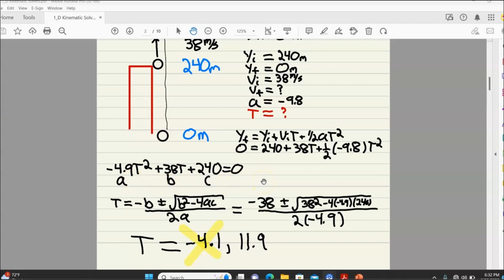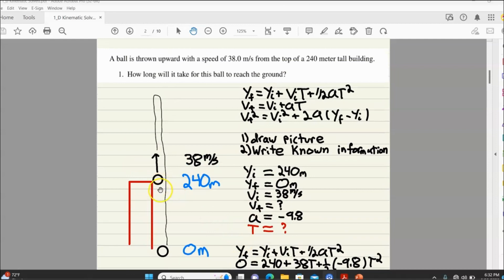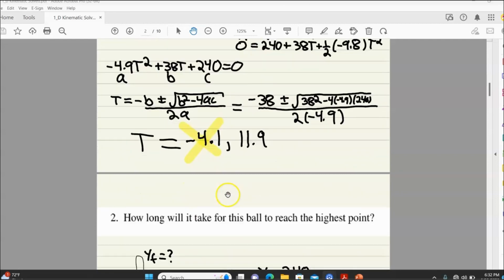The solution for the quadratic equation is negative b plus or minus the square root of b squared minus 4ac, all over 2a. A is the term in front of the t squared, and it can be negative. B is the term in front of the t, and it could be negative. It's not in this case. And c is the constant term. When I plug in all of the information into this equation, it gives me two values. One is negative 4.1 seconds, and the other is 11.9 seconds. The negative time is going to be rejected as spurious, and so it takes 11.9 seconds for the ball to reach the ground. If someone were to throw the ball at 38 meters per second, it would travel to its highest point and come back down and reach the ground in 11.9 seconds.